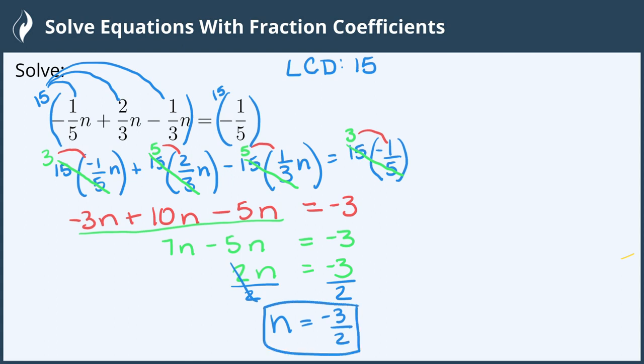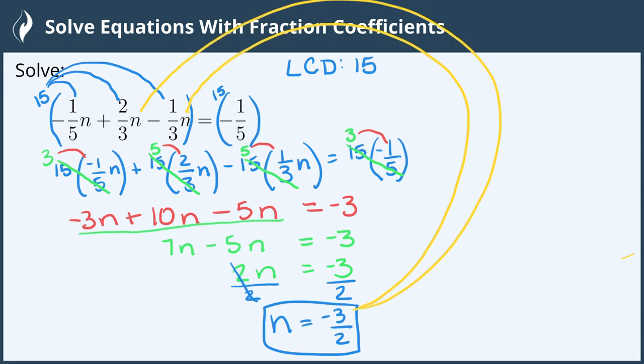And that's our answer. It's recommended to check by substituting your answer back into the original equation. You can always know if you got the correct answer. I don't have room to demonstrate that here. However, you can try it on your own. You don't have to move on until you know for a fact that you have the correct answer.